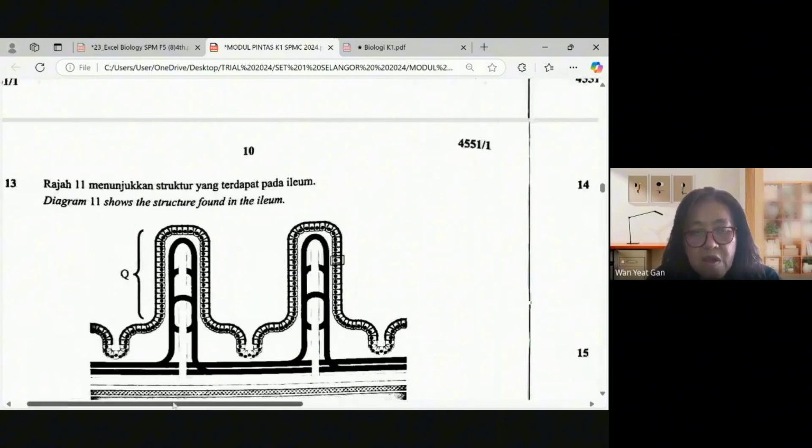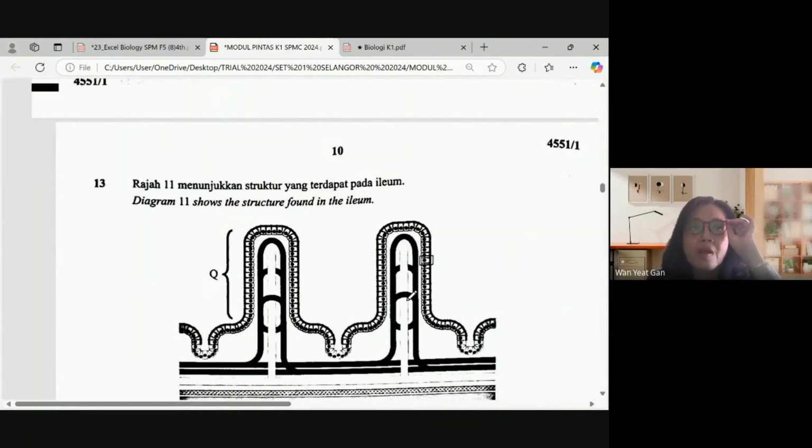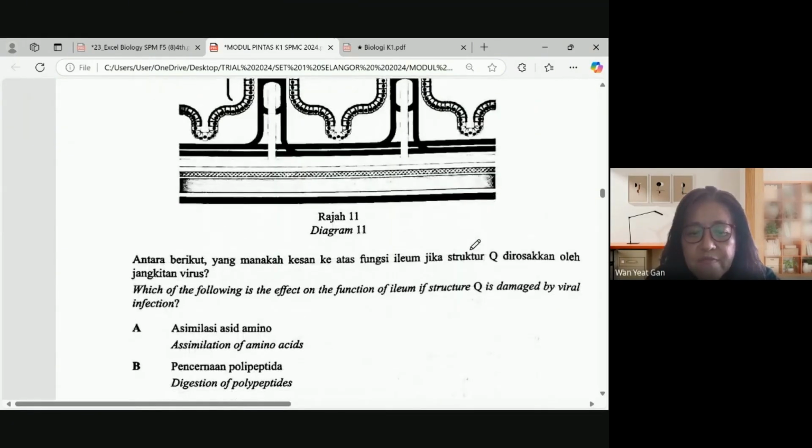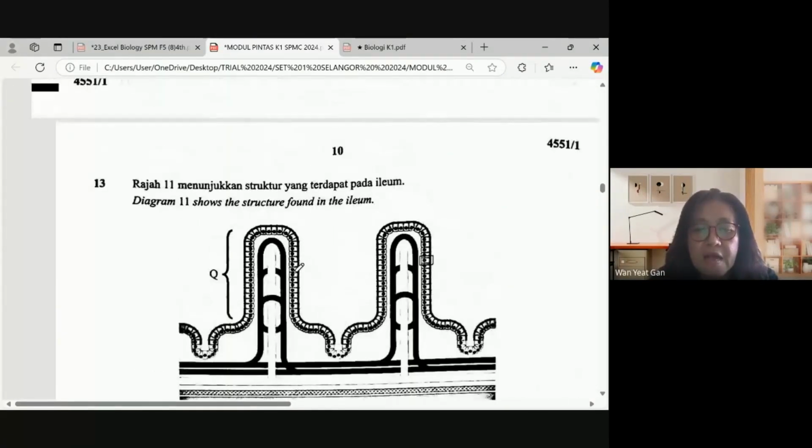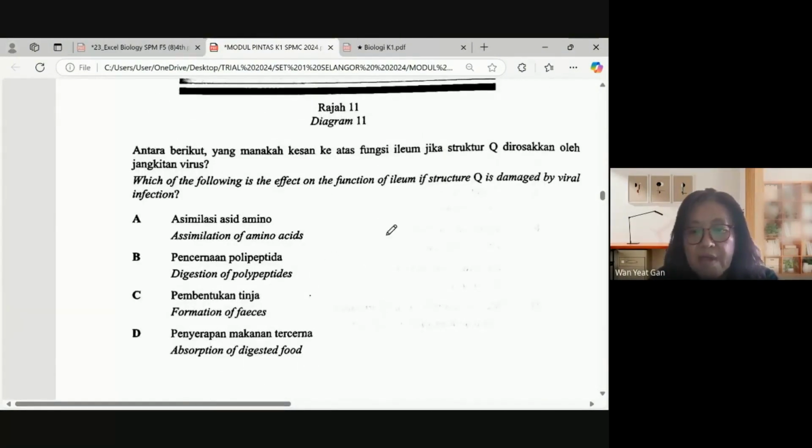Okay, next, 13. Diagram 11 shows the structure found in the ileum. Which of the following is the effect on the function of the ileum if structure Q is damaged by viral infection? So you know the ileum is involved in the absorption of nutrients. So if it is damaged by viral infection, that means the absorption of digested food will be affected.